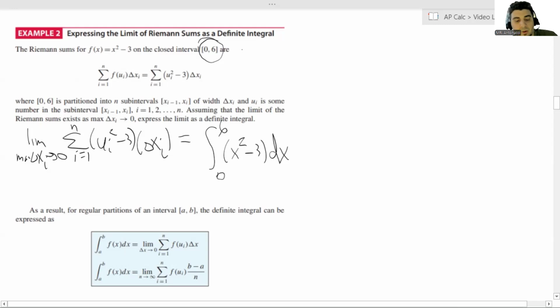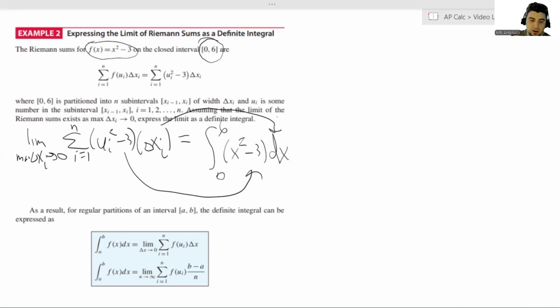Okay, the interval 0 to 6 came from the problem. That becomes the upper and lower limit. The function becomes the f of x right here, and your delta x becomes dx, which stands for an infinitesimally small change in x. Because if you think about it, the limit is saying that the largest width of all those subintervals is approaching zero. Not that it is zero, but that it's approaching zero. Therefore, it's infinitesimally small.